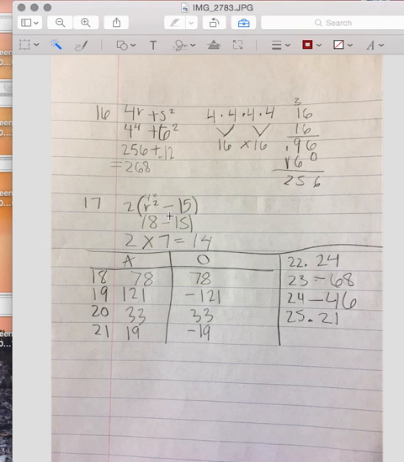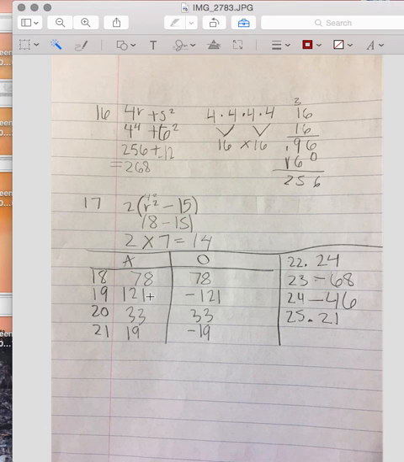And then for number 17, you plugged in 4 right here. 4 squared is actually going to give you 16. So make sure that you're doing 4 times 4 whenever you do that. And 16 minus 15 is 1. 2 times 1 will give you 2.